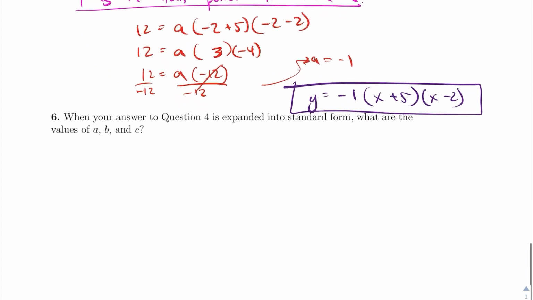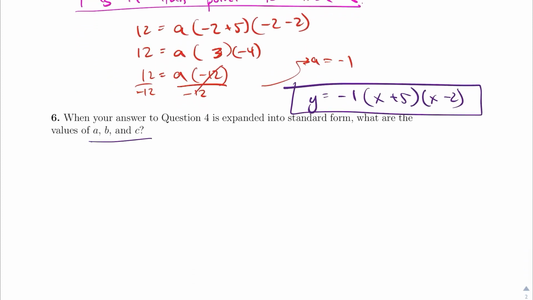When your answer to question 4 is expanded into standard form, what are the values of a, b, and c? Currently this is in something called factored form because it's been completely factored. We want to turn this into standard form.